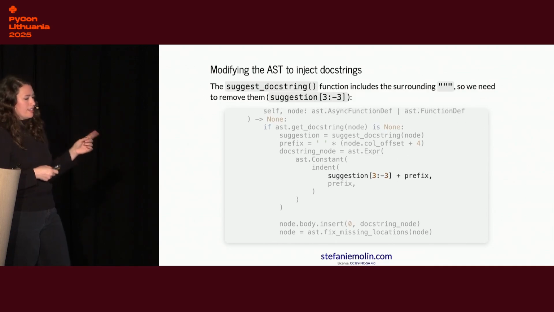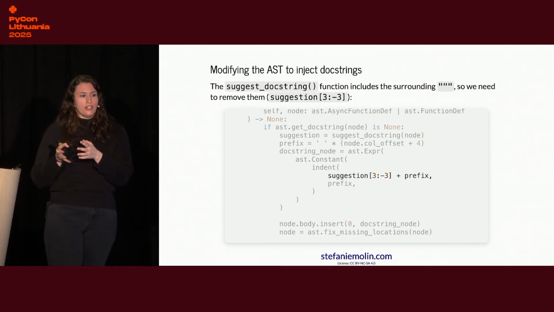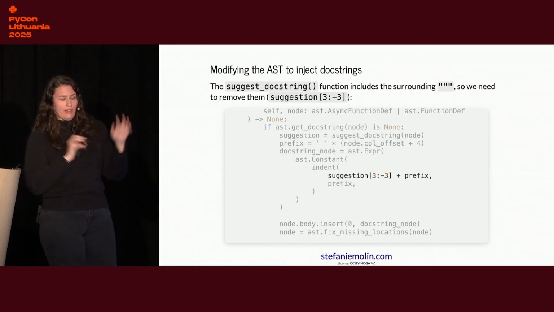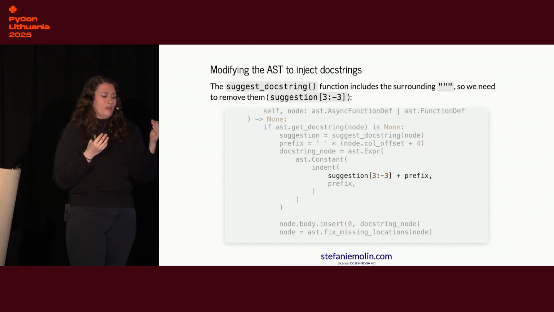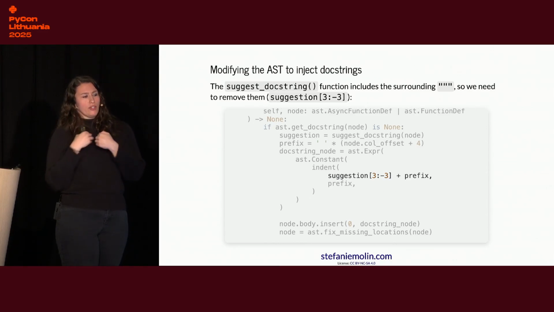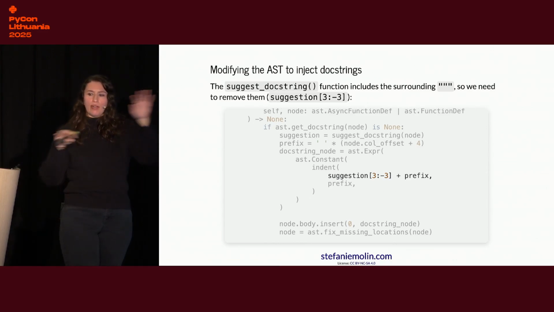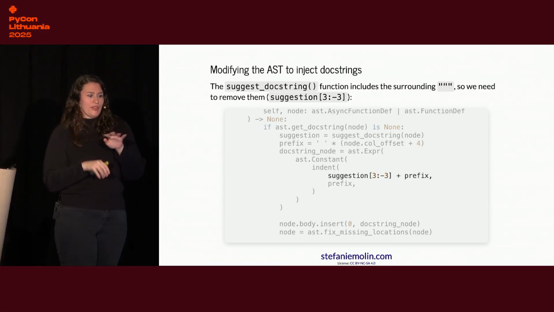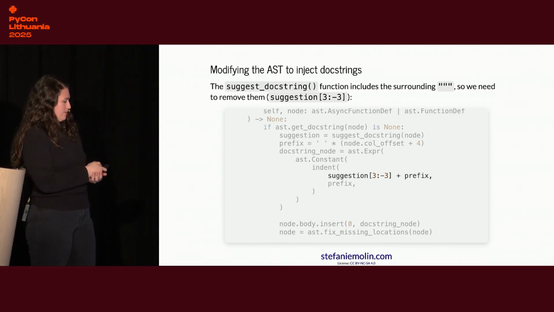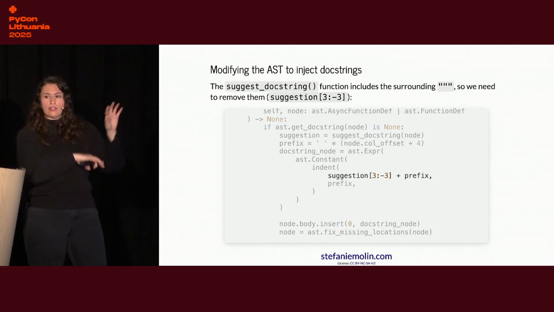The tricky thing here is that our suggestion included the triple quotes. So if we create our AST node without doing any changes, then when we render this back into source code, we actually will have 2 sets of triple quotes. We'll have the triple quotes we made and the triple quotes Python made to make sure that it was a correct string, and that's not what we want. So we have to have this slicing here, this 3, -3, which removes the 3 quotes on each side.